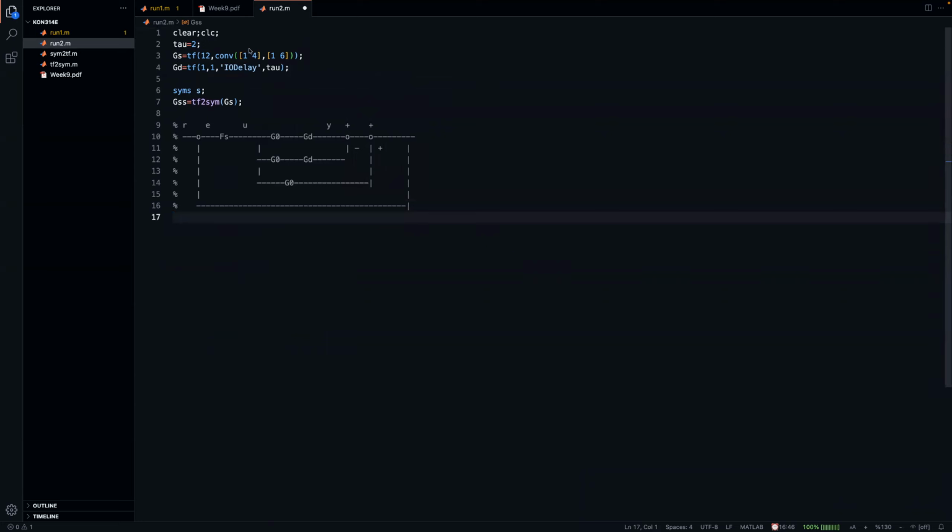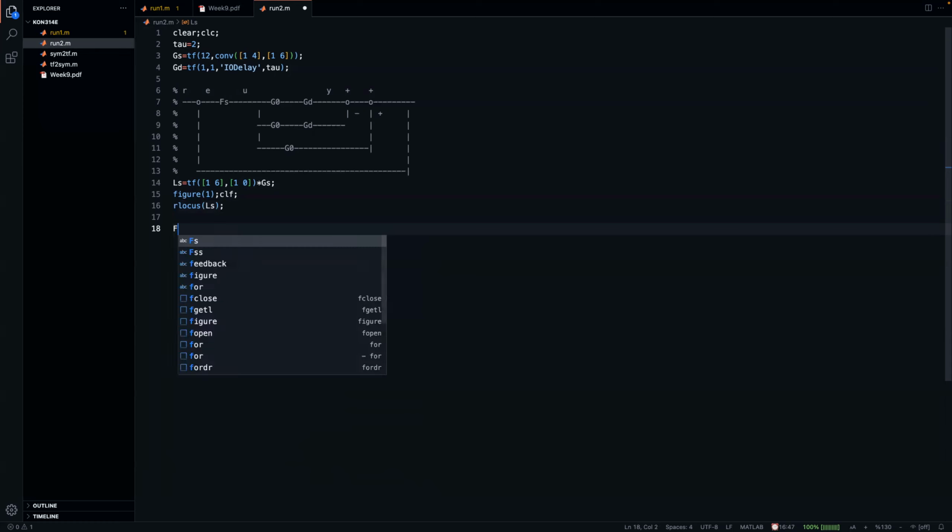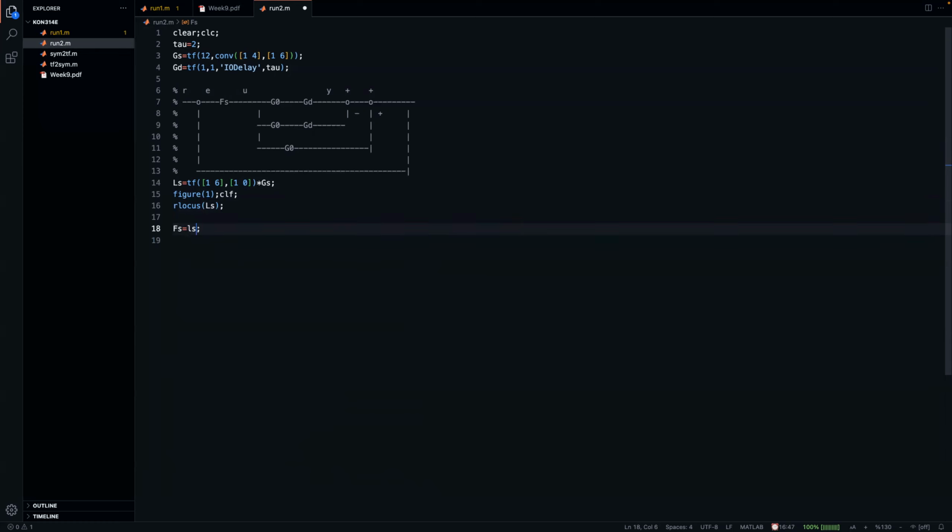Since we have 2 real poles, I can just come up with the dynamic part using pole zero cancellation. Let's say 1 and 6, 1 and 0 times GS. I don't really need to convert it even into the symbolic version here. Open up a figure. Use the root locus here to come up with a gain. Once that gain is there, I can just use it like this.